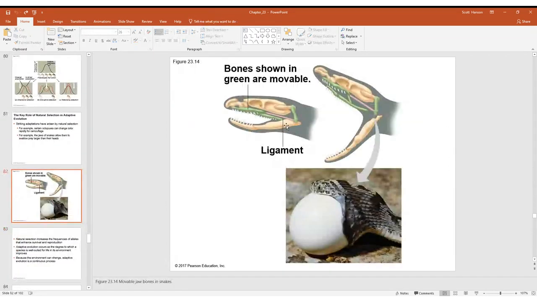So the jaws of snakes are very specialized, with a number of different joints and very flexible tendons that are able to open very wide, and a snake can actually, like this snake swallowing this egg, swallow something bigger than its head.